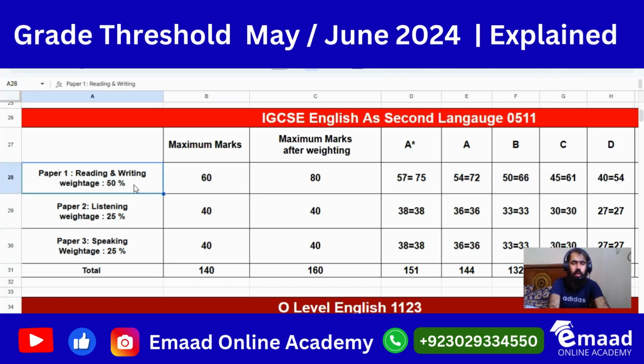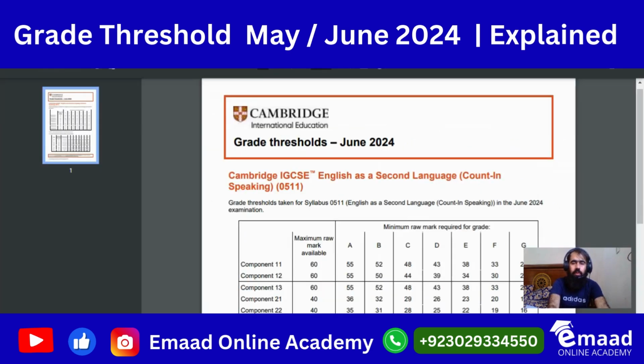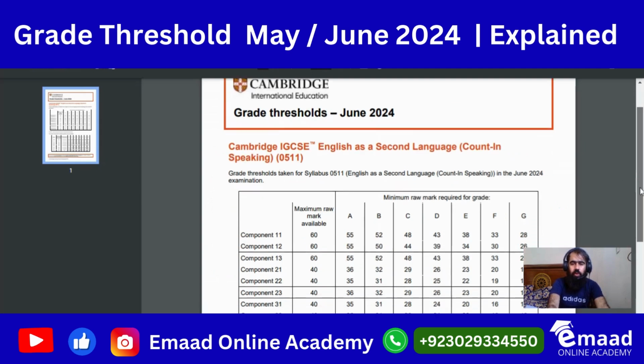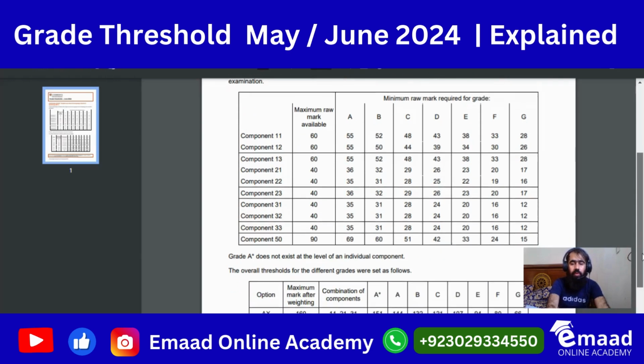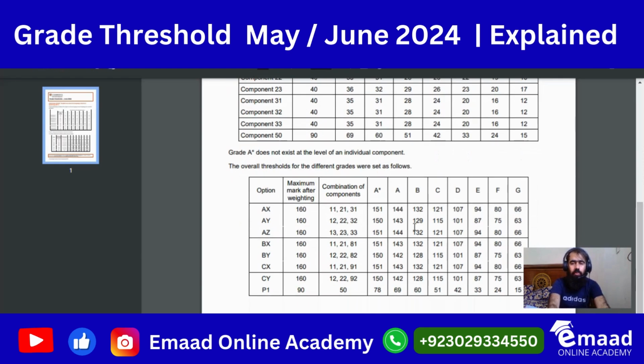And as you know, in total you have 60 marks for the reading and writing paper, 40 for listening, and 40 for speaking. So if you count your total maximum marks, they are 140. But if you see this Cambridge grade threshold file, you will see the component grades, which are really easy to understand. What does it mean by 55 out of 60 to get A, 52 out of 60 for B in the reading and writing paper, and so on. But I actually want you to learn how many marks you need in each paper to get A star or A, B, C, D, E, F, G, whatsoever grade you want to have.